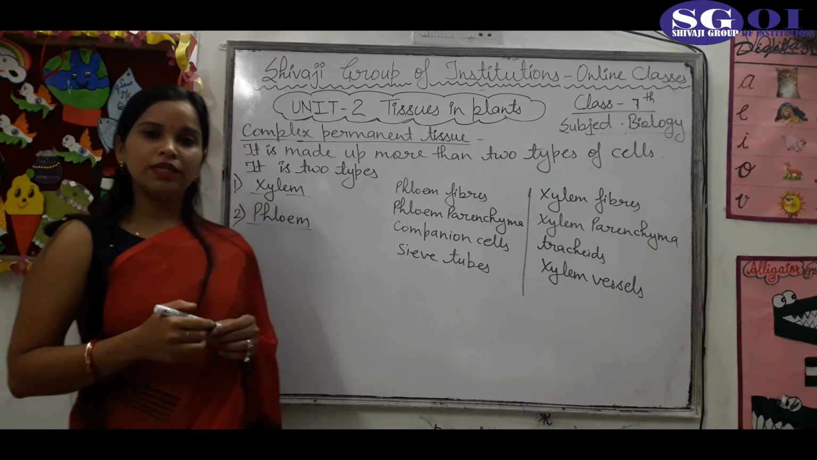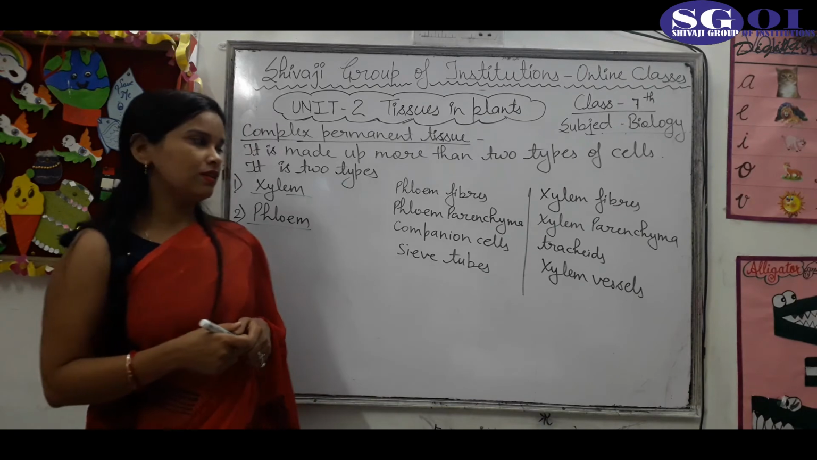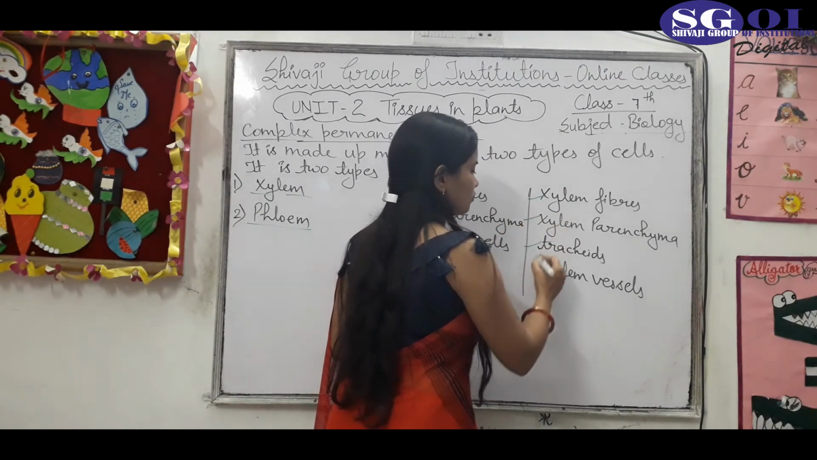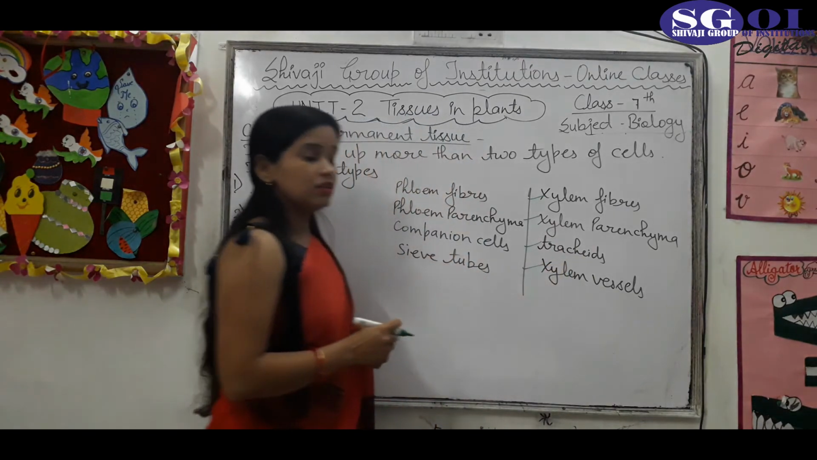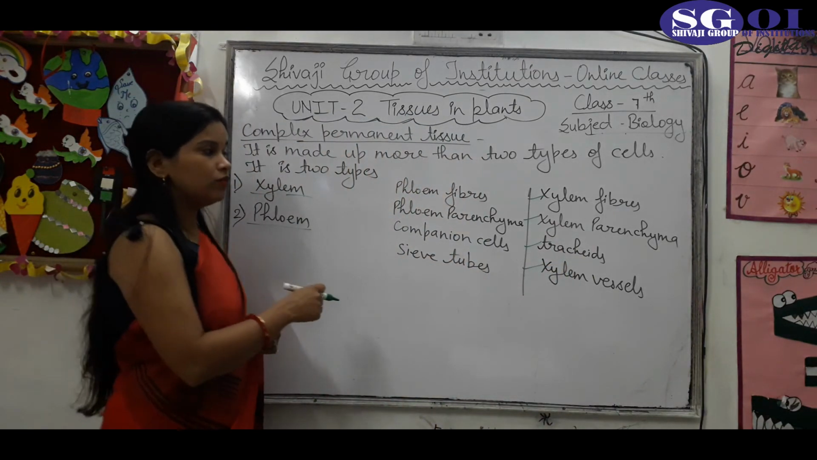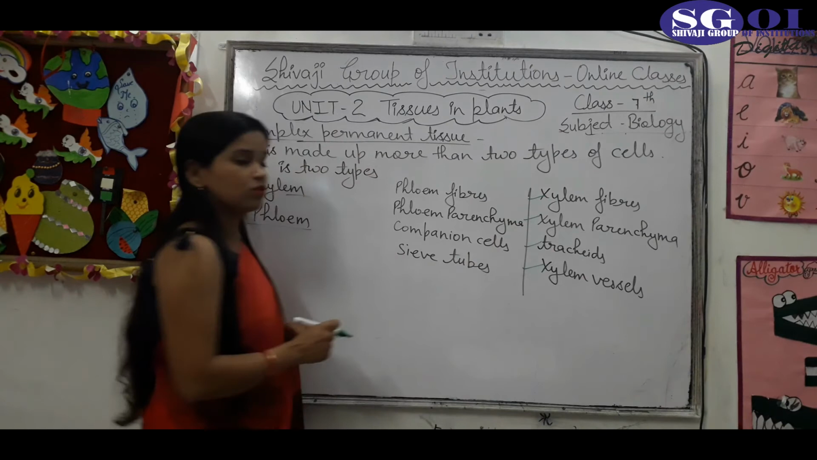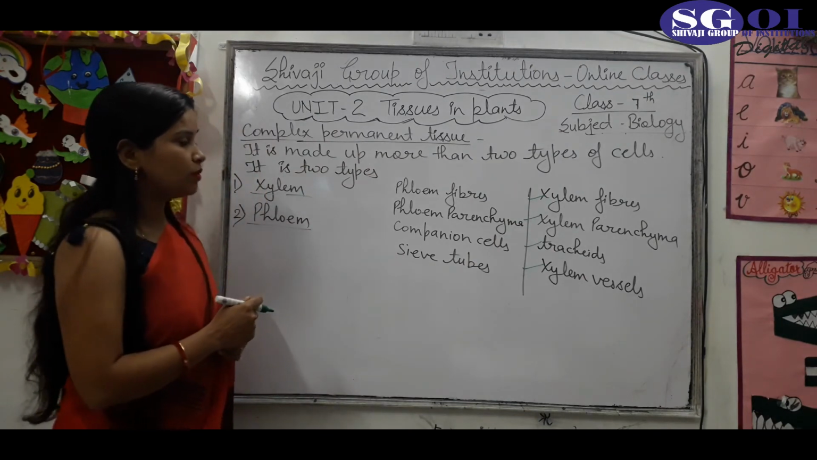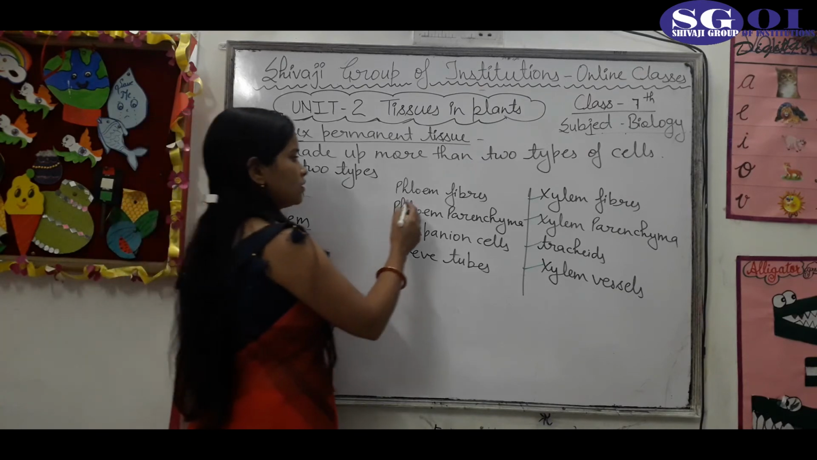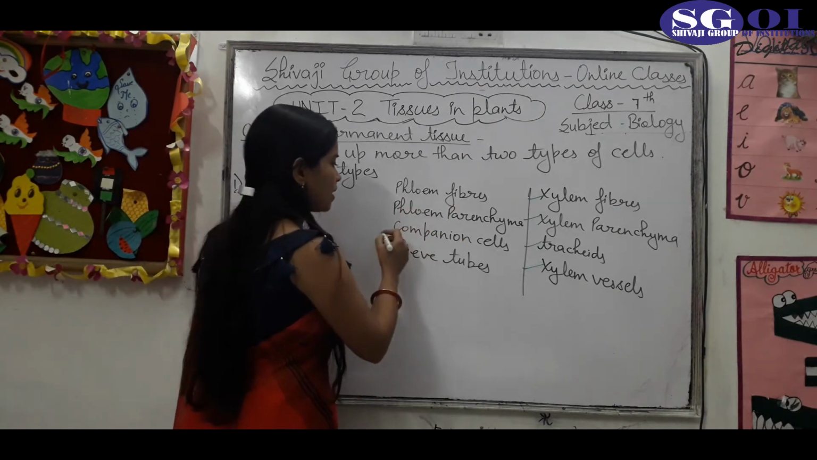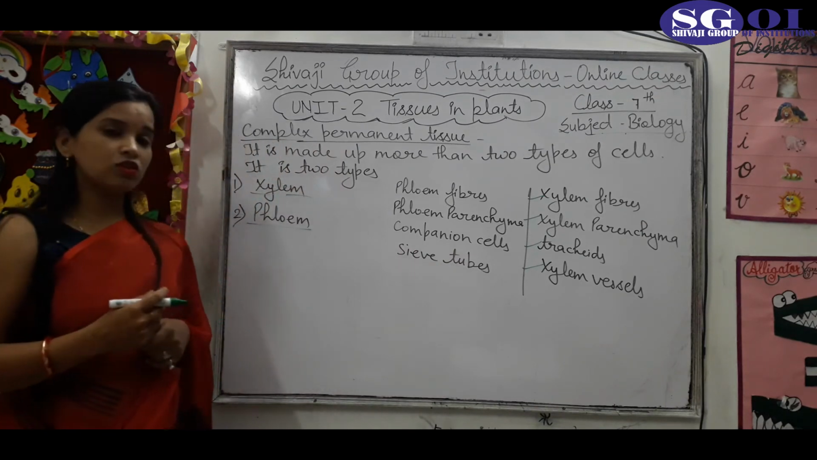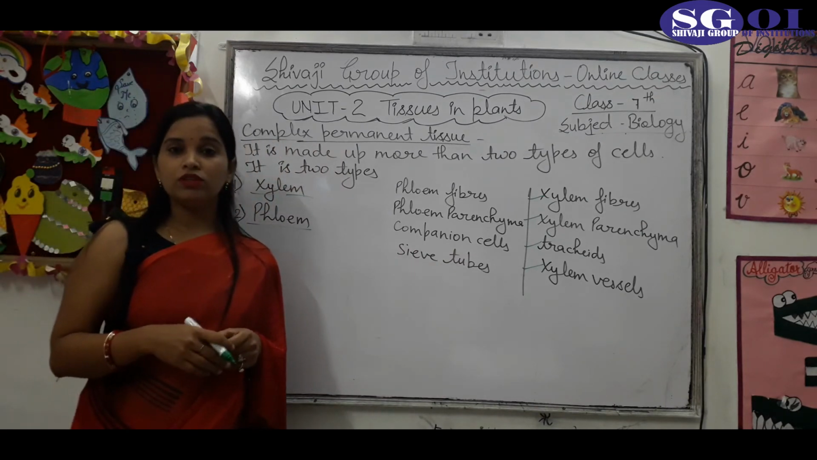Xylem is made up of several types of cells like xylem fiber, xylem parenchyma, tracheids and xylem vessels. The xylem is made up of these four types of elements. Next is phloem. Phloem is also made up of several kinds of cells like phloem fiber, phloem parenchyma, companion cells and sieve tubes.